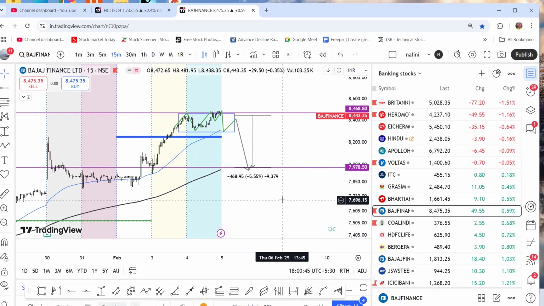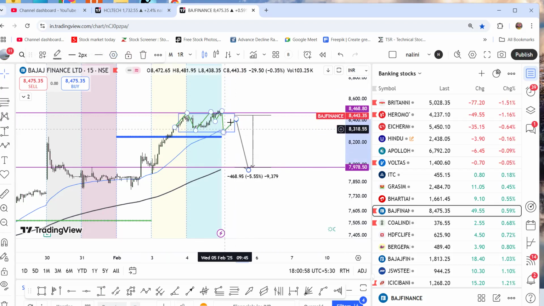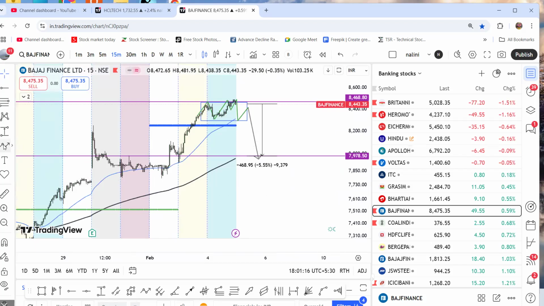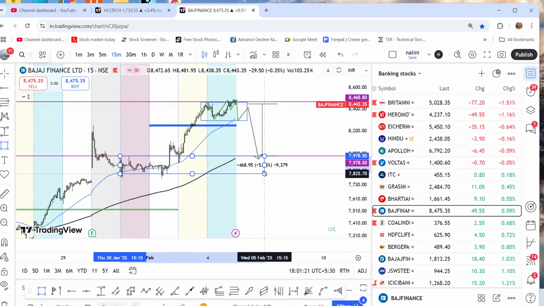This is the procedure. Actually, once it starts making the box, first it interacts with the box moving up, it interacts with the 50 period moving average and makes an attempt to go higher. If it starts making a lower high, then you can consider this box a distribution box, and you can trade for the drop setup, or you can wait for the pop-up setup when it comes to this area.